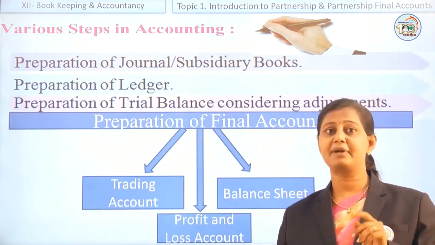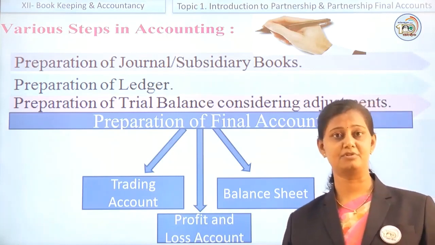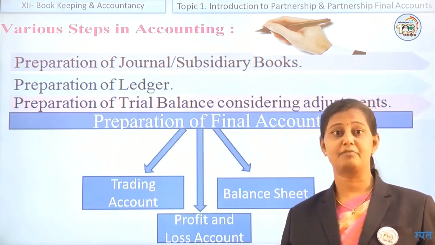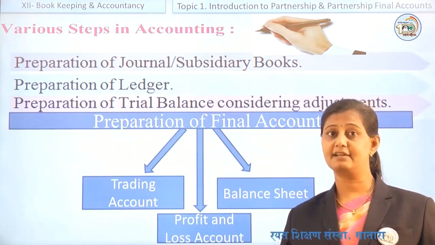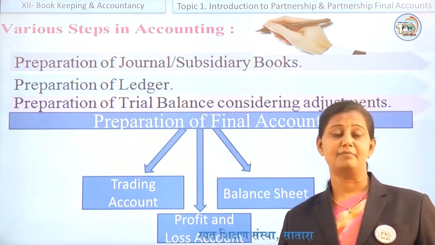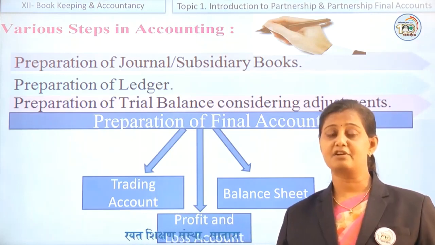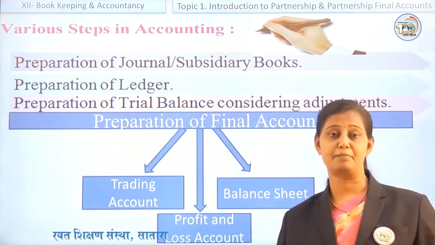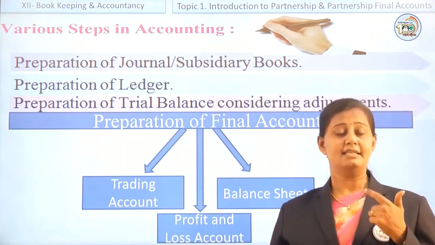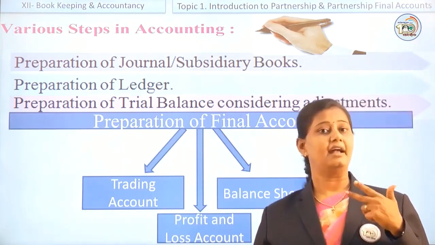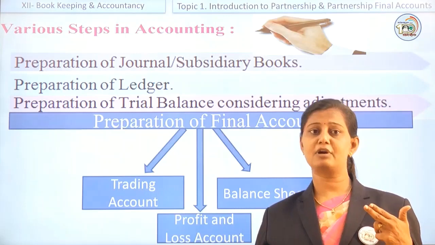First one is preparation of journal or subsidiary books. Second one is preparation of ledger. Third one is preparation of trial balance considering the adjustments. And the last step of accounting is preparation of final accounts. Final accounts are prepared on the basis of three parts. First one is trading account, second one is profit and loss account, and third one is balance sheet. Now come to the next point.